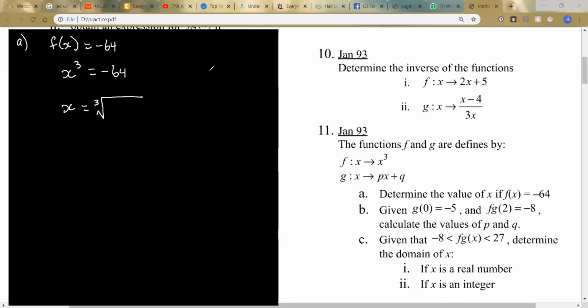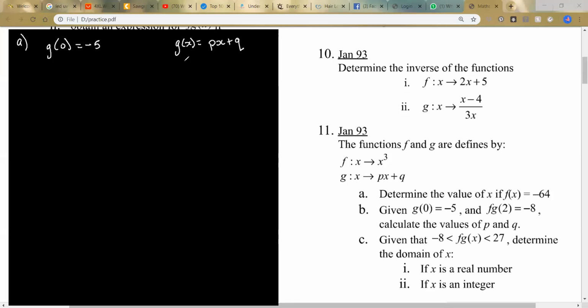All right, so let's go with the next part. It says, given that g of 0 is equal to negative 5, and f of g of 2 is negative 8, determine the values of p and q. Well, let's start with what they give us. They tell us g of 0 is equal to minus 5. But what is g of x? g of x is px plus q. Well, let's just substitute the 0 into the function.